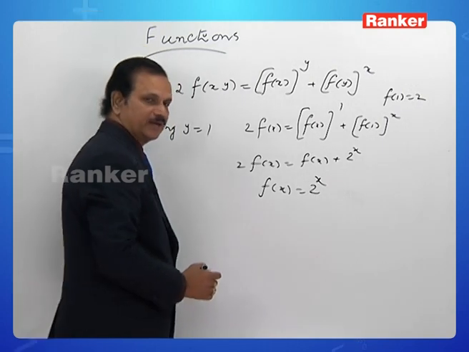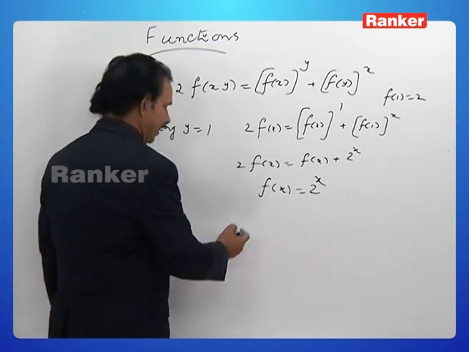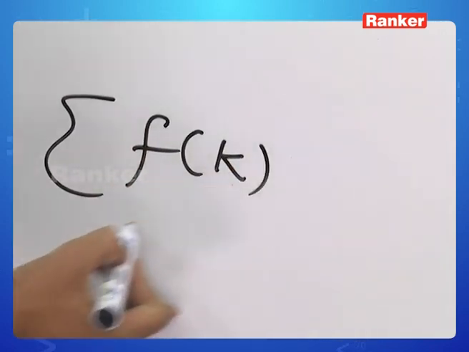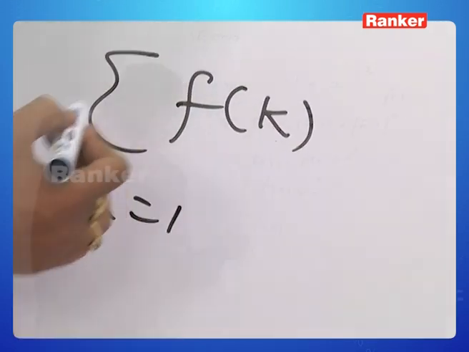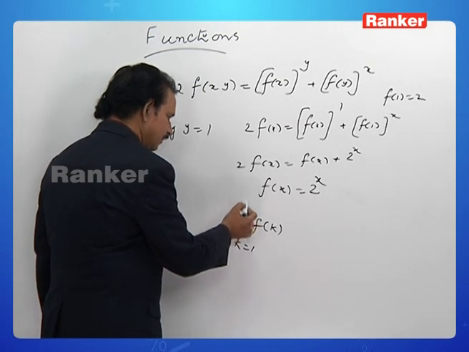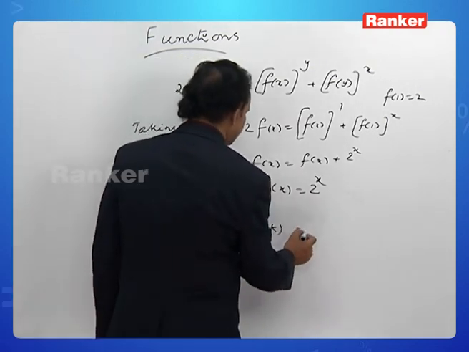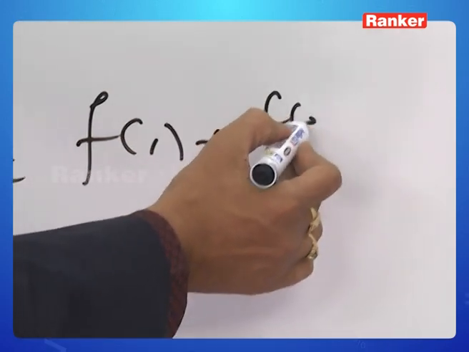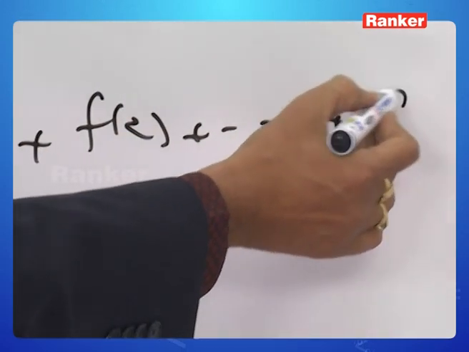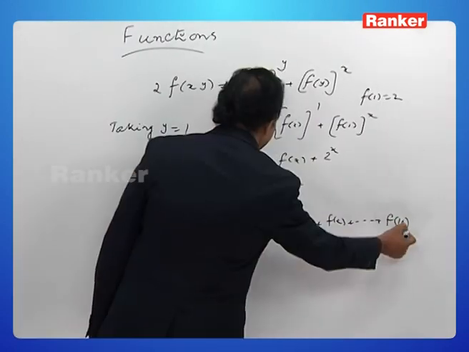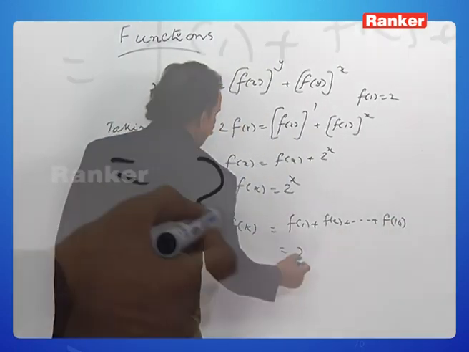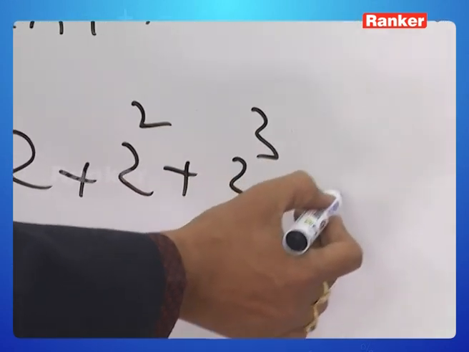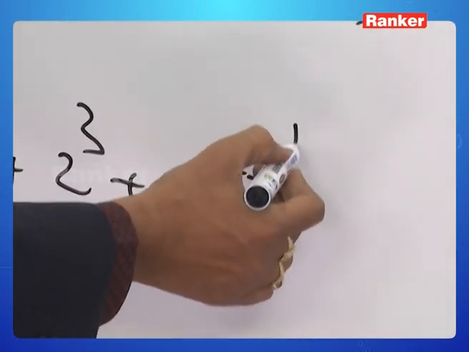Let us now make an attack on the required. What is required actually? Sigma f of k, k is equal to 1 to 10, is equal to f of 1 plus f of 2 plus etc. f of 10 is equal to 2 power 1 plus 2 square plus 2 cube plus etc. 2 power 10.